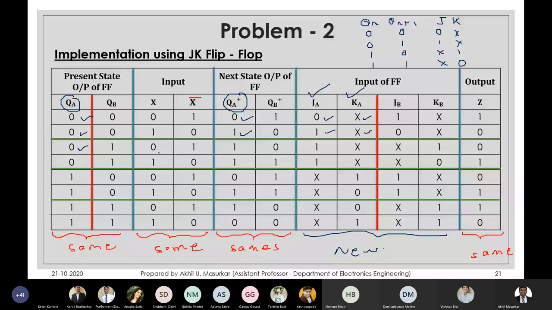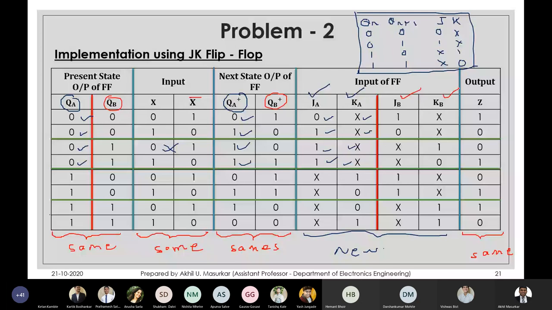So we have 1x, then we have 0 and 1 again, so again that will be 1 and x. So by looking at the excitation table, we will fill the values of JA and KA. Any doubts in this? Similarly, if you want to fill JB and KB, you will have to look at QB and QB plus to fill JB and KB.